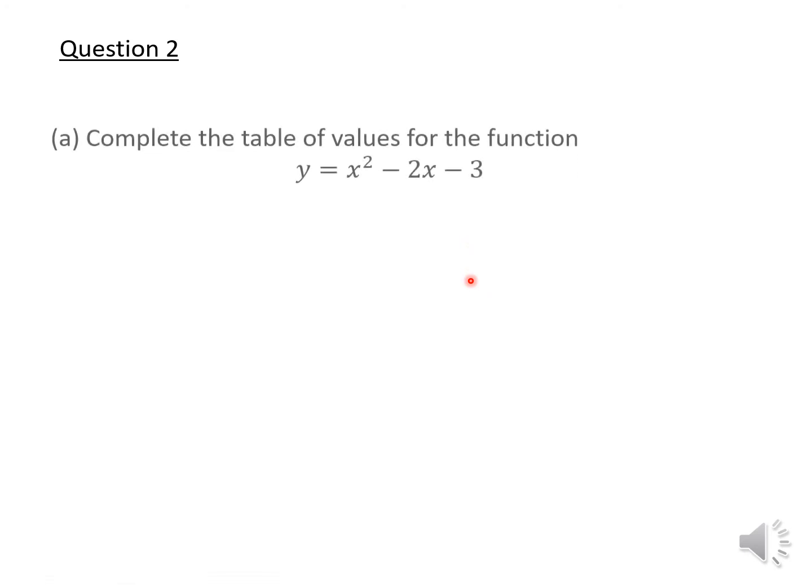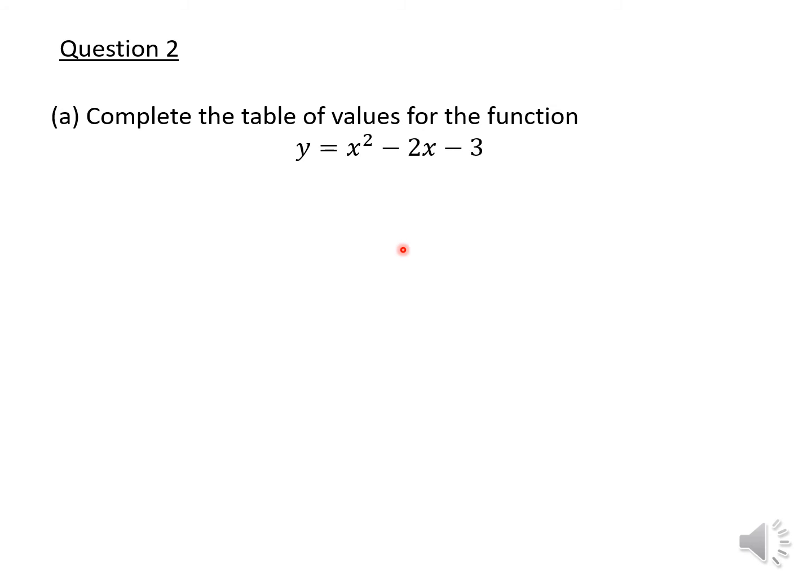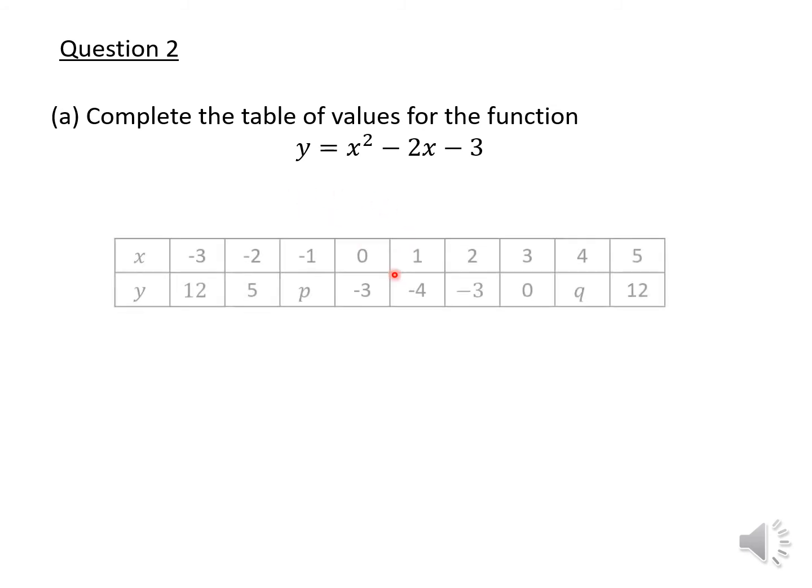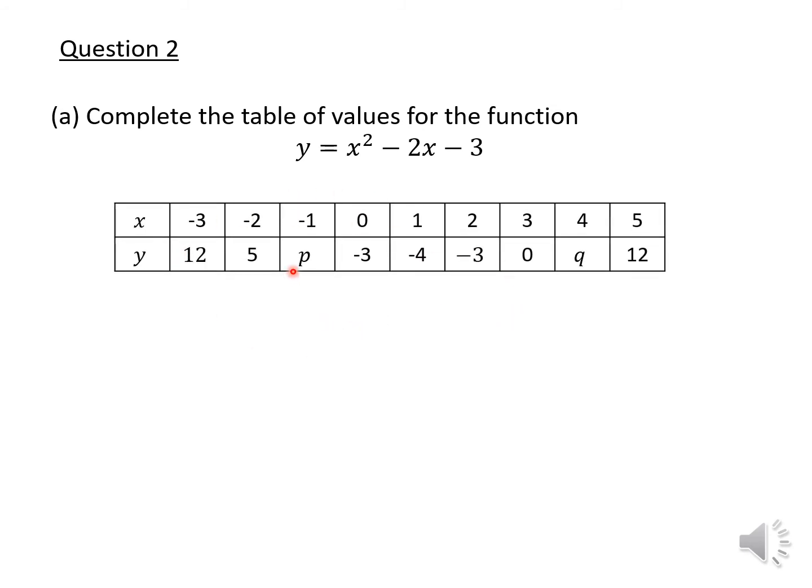Right, so this brings me to my second question that I'm doing on this particular topic. Here first, they like to start off like that. They give you a function and then you're supposed to complete the table. So we have got a p and a q missing here.